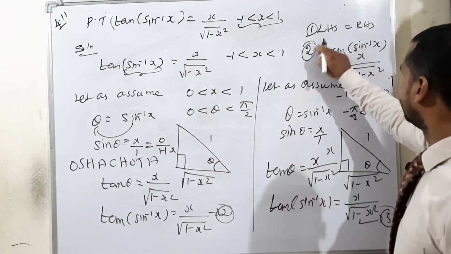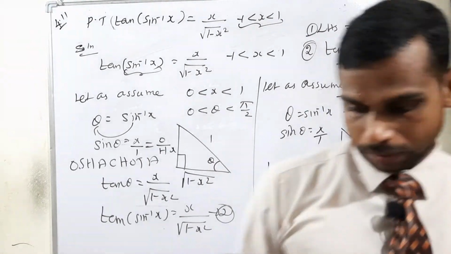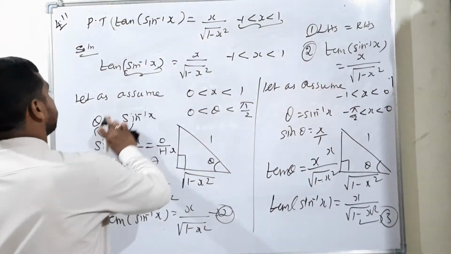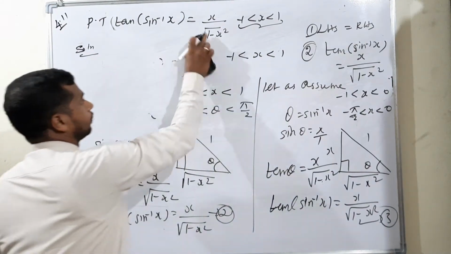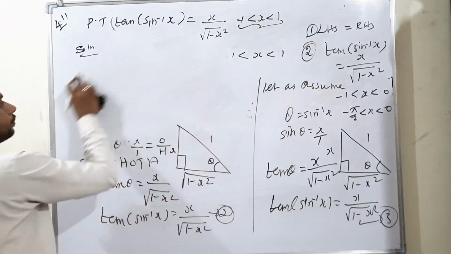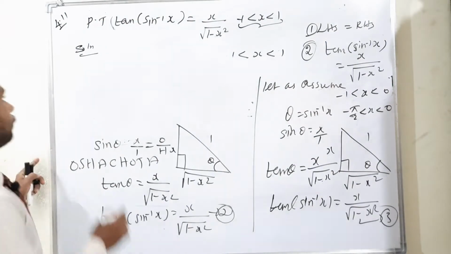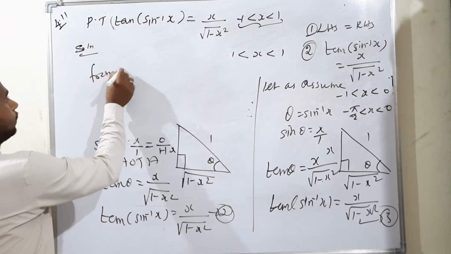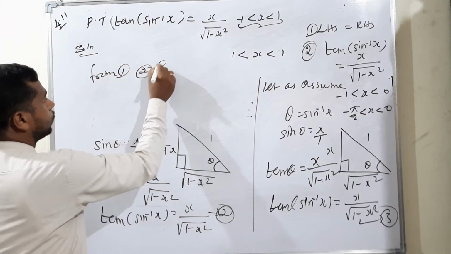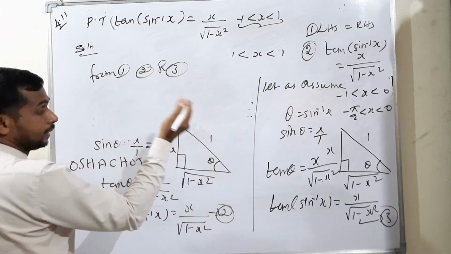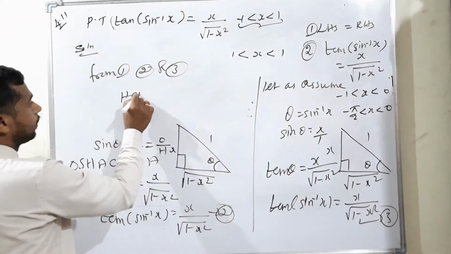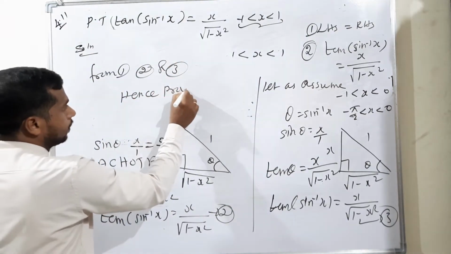So, from 1, 2 and 3, for the final line, each and every set will be equal. So, we can write it directly, hence, so proved.